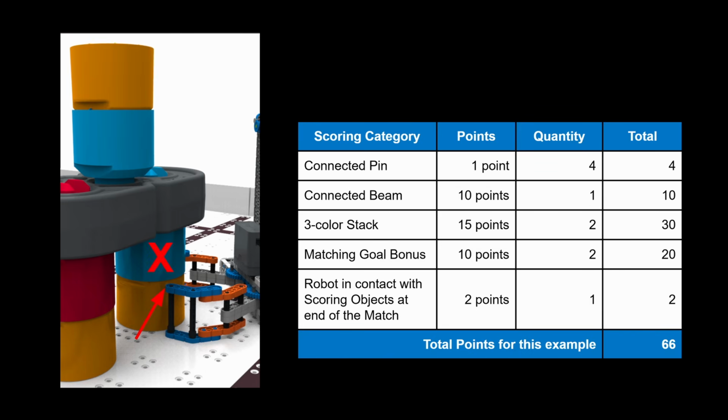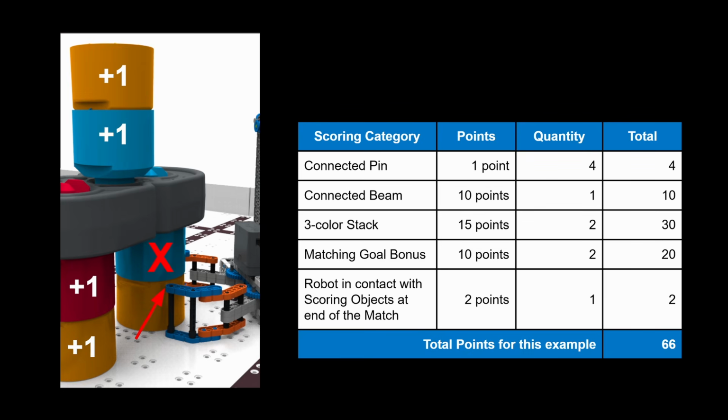And what that does is that invalidates that entire stack. So that stack of blue and yellow pins is worth nothing. Although we'll come back to it because the robot is contacting the yellow pin at the bottom, and the yellow pin is fully nested with the blue pin, that's considered two or more scoring objects. So that robot is touching two or more scoring objects. So you get the 2-point bonus at the bottom.